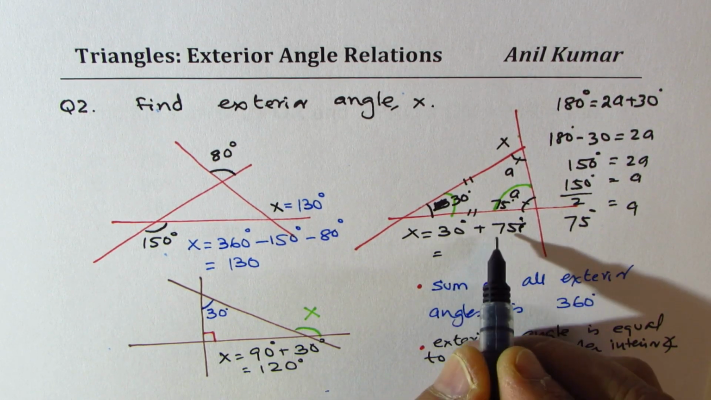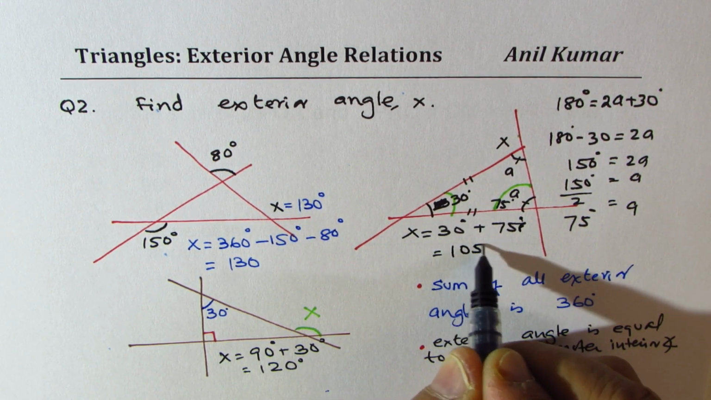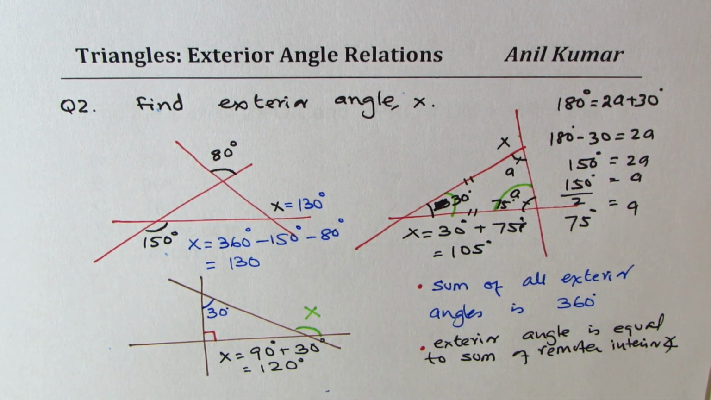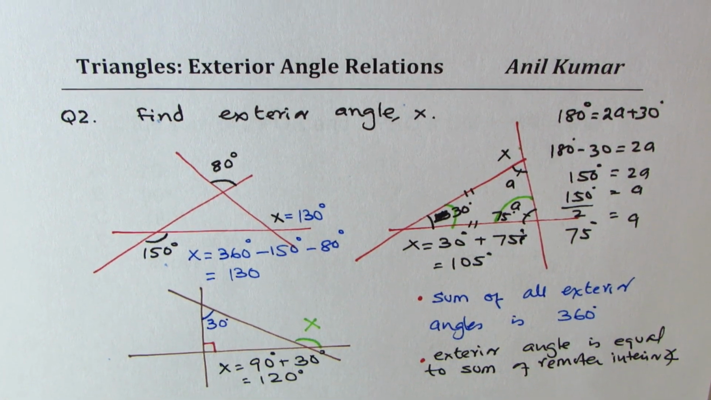Which gives us 105 degrees as the answer. Is that clear? So that is how you can actually solve exterior angle questions. I hope that makes sense. Let's take a few more questions now.